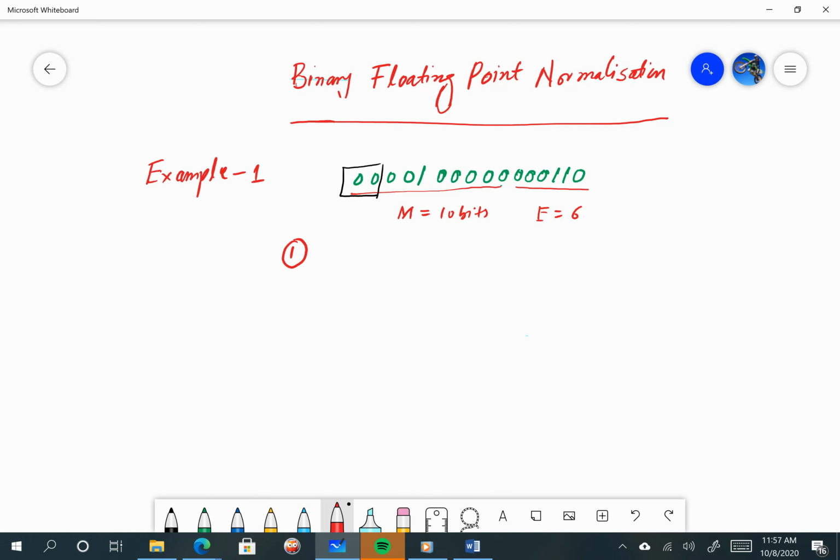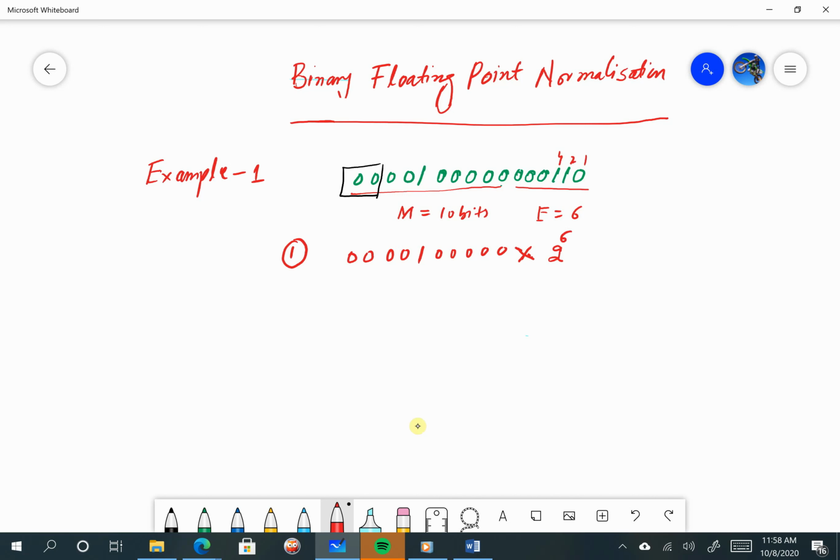step number 1. In step number 1, first of all I will have to write the mantissa, that is 0000100000. Mantissa having a total of 10 bits, and the exponent is, this is the multiplication symbol, and it is to be represented as 2 power, because it's in binary numbers, 2 power 6. As you know, this is 1 2 4, 4 plus 2 is equal to 6, so this is 2 power 6. This is step number 1.